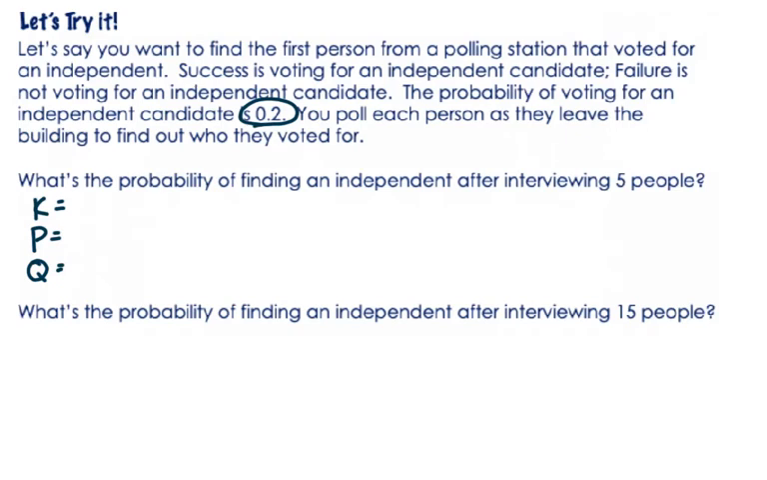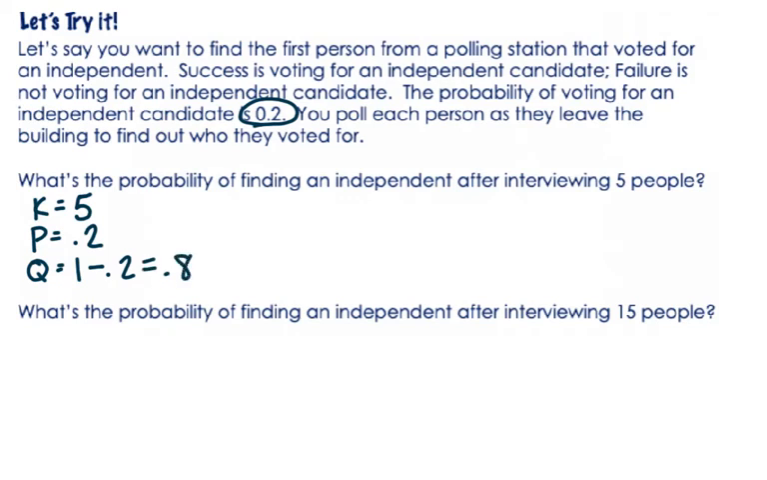Okay, so for our example, k is going to be 5. So you had to interview 5 people before you found an independent. So that's why k is 5. p is the probability of success, so 0.2. And then failure would be 1 minus 0.2, which is 0.8.